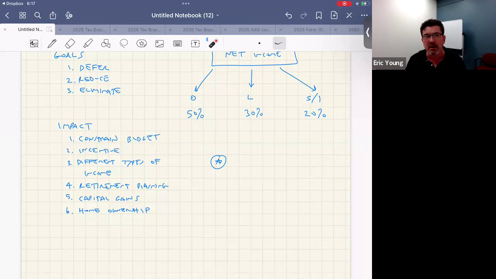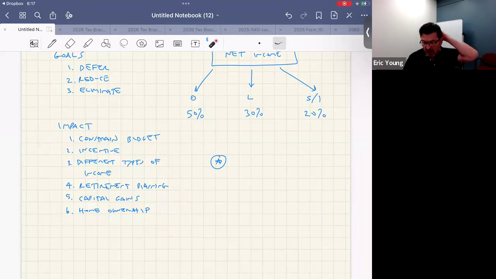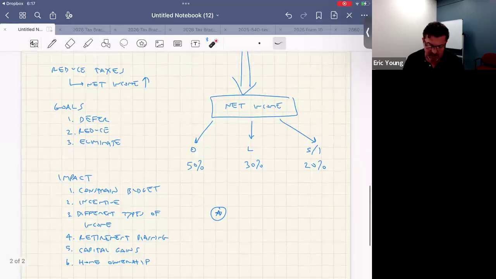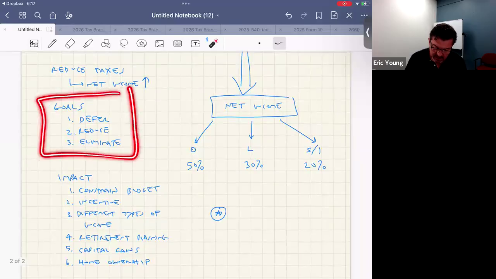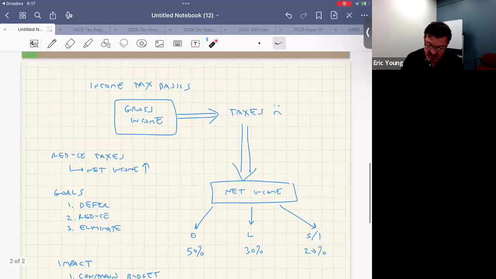Our purpose here in personal finance is to understand how these tax codes affect you. You may or may not like the game, as it were, but it is the game that we have to play. So we're going to really focus on learning the rules and learning how to play that game effectively, which again would imply deferring, reducing, or eliminating taxes to reduce this number and therefore increase this number here.